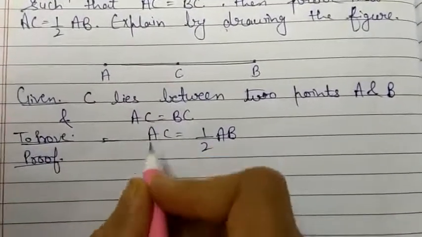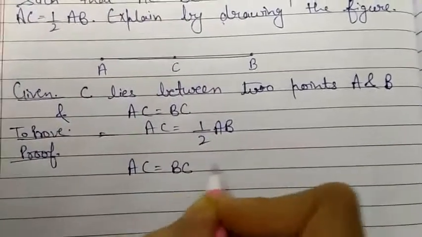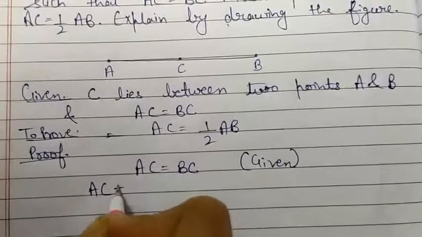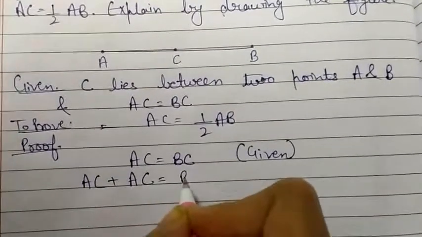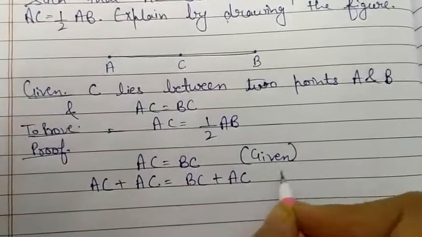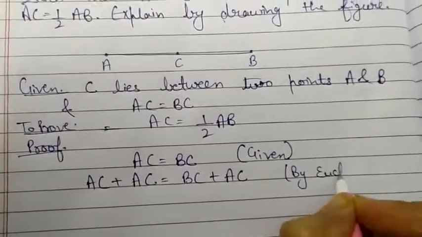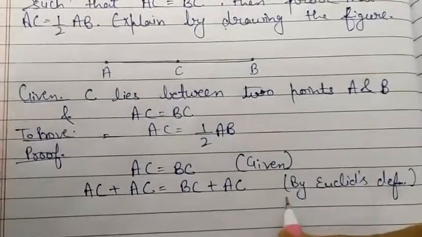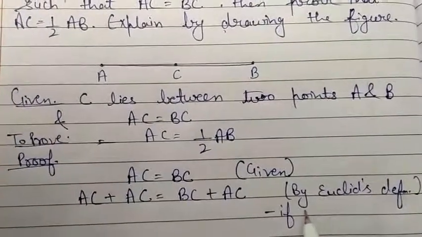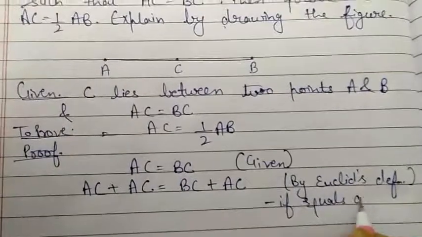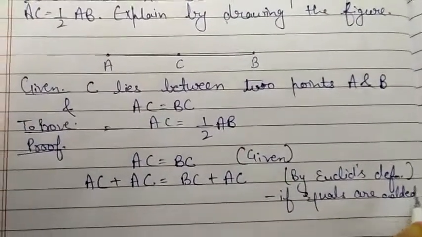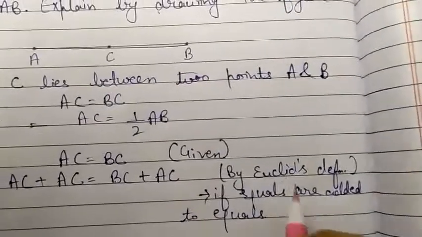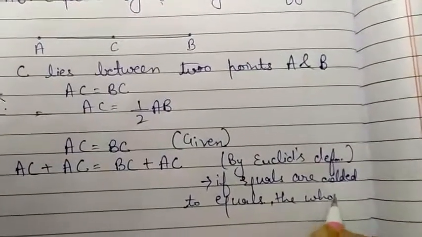How will we prove it? Given is AC is equal to BC. Now adding AC on both sides, AC plus AC, BC plus AC, by Euclid's definition. What is the definition? If equals are added to equals, the wholes are equal.